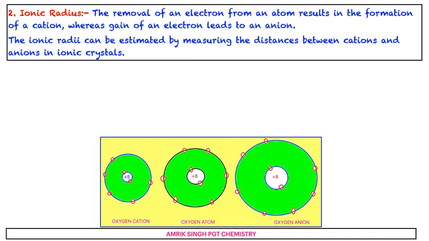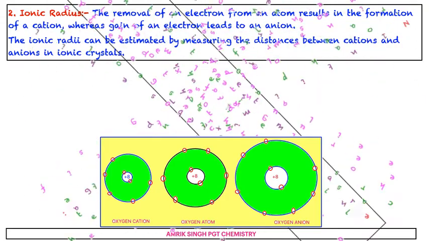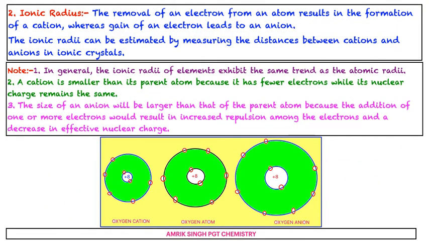Ionic radii. The removal of an electron from an atom results in the formation of a cation, whereas the gain of an electron leads to an anion. The ionic radii can be estimated by measuring the distances between cation and anion in ionic crystals. Note number 1: in general, the ionic radii of elements exhibit the same trend as the atomic radii. A cation is smaller than its parent atom because it has fewer electrons, while its nuclear charge remains the same.